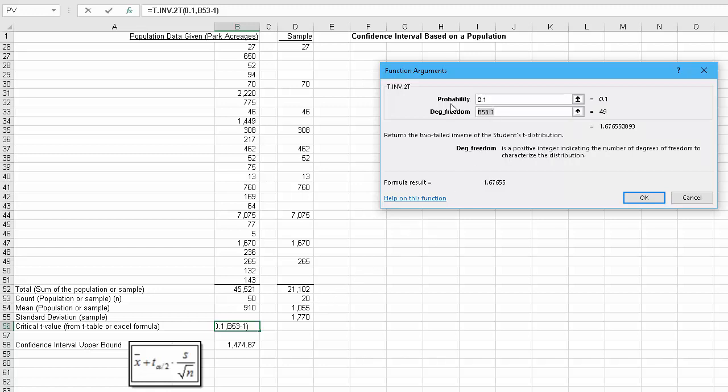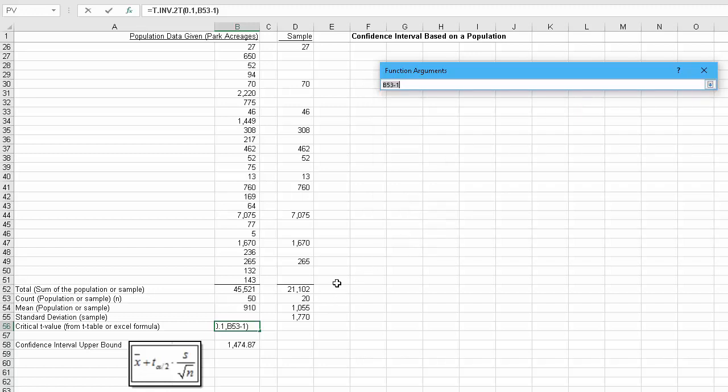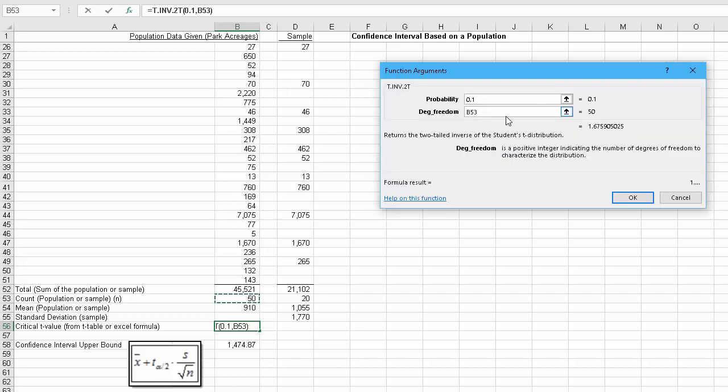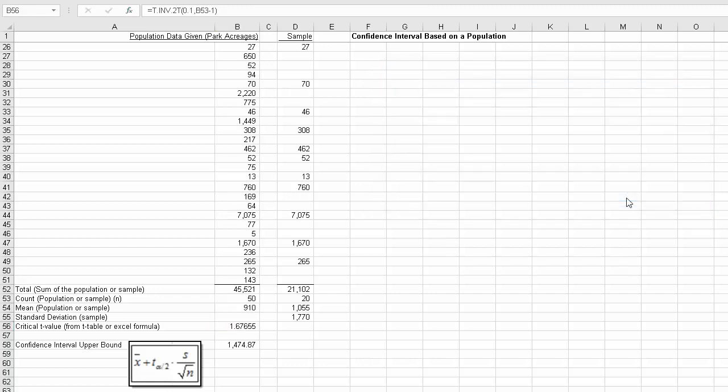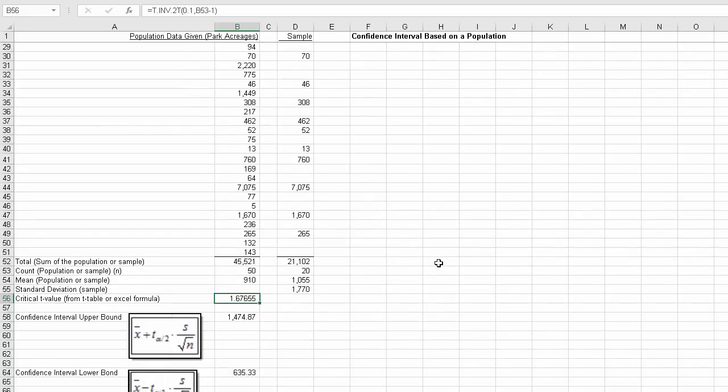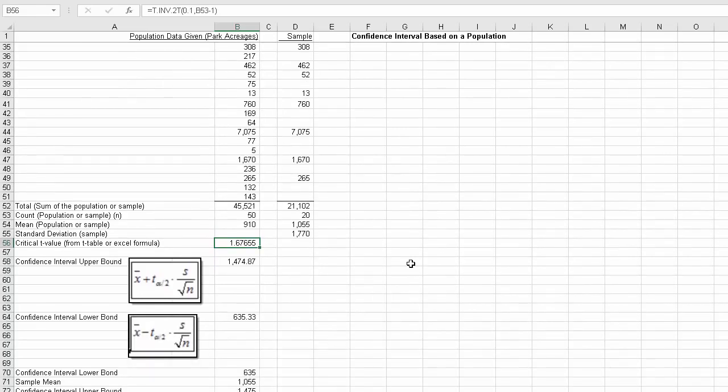Here, I'll type that in again. We would just point to it. B53 is the count, or the population, minus 1. And that's 49. So when I hit enter, I can come up with my critical t value. And of course, we could have got that from a table as well. All right, now that I've got my critical t value, we've got some math to do.